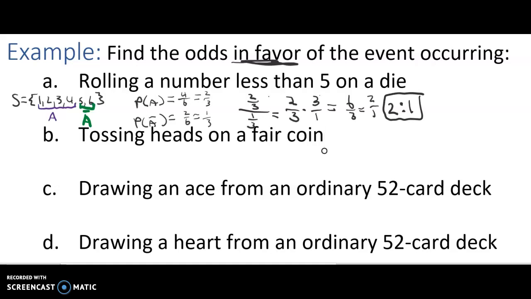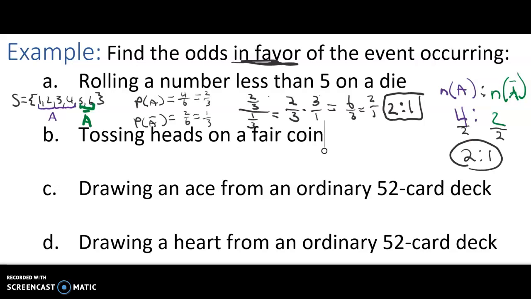An alternate way to do this problem is to take the number of items associated with A to the number of items associated with not A. In this problem, we had 4 items that belonged to the set of A, and then we had 2 items that belonged to the set of not A. We can reduce that by dividing both sides by 2. And we'll get 2 to 1 once again. You may use either method.